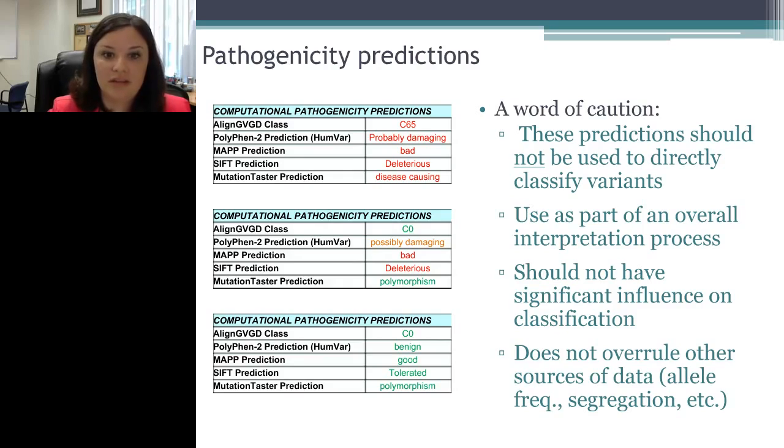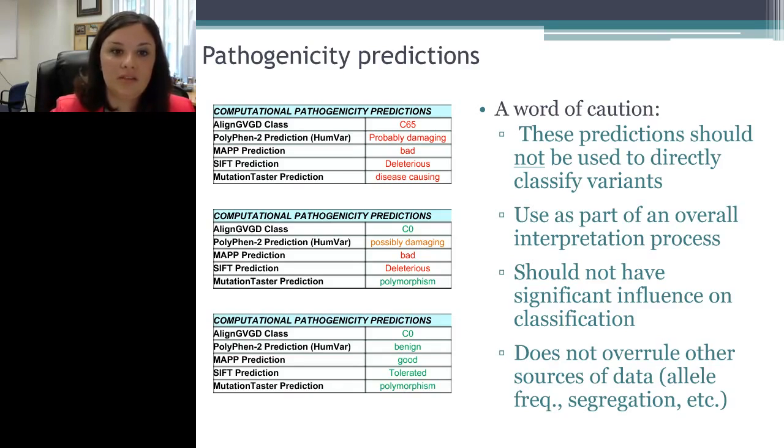and I've tried to indicate in red if the call would say that this variant was pathogenic, in orange if it's possibly pathogenic, or in green if the prediction program is calling a variant benign. So on the top here, you can see that all of these computational pathogenicity prediction programs are in agreement that the variant may be pathogenic, and on the bottom, they're all in agreement that it may be benign. But the example that I'm providing in the middle is something that we see quite often, which is that some of them call the variant pathogenic, and then some of them call it benign.